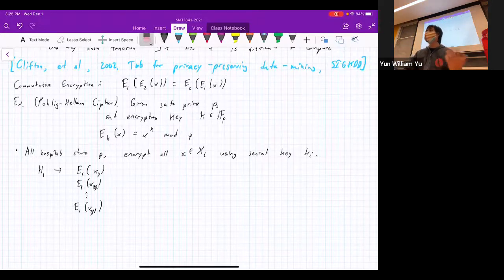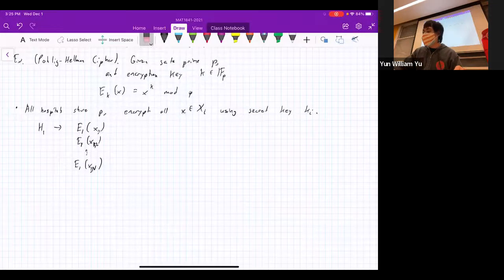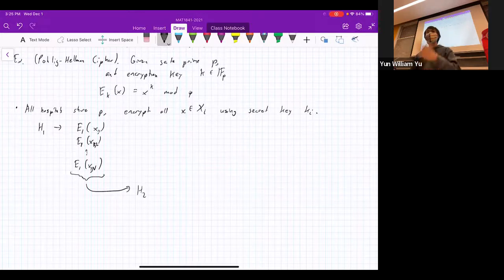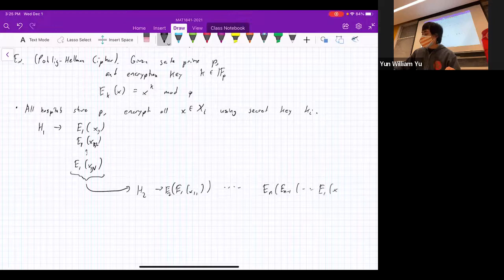So basically, you encrypt all your patients, and then you send those encrypted values to each of the other hospitals. You send all this information to hospital 2, and hospital 2 then encrypts it with their key. So hospital 2 generates E_2 of E_1 of X_{1,1}, and so on. Eventually you end up with E_N of E_{N-1} all the way through E_1 of X_{1,1}, and you have this for all different patients. So really this is X_{ij}.